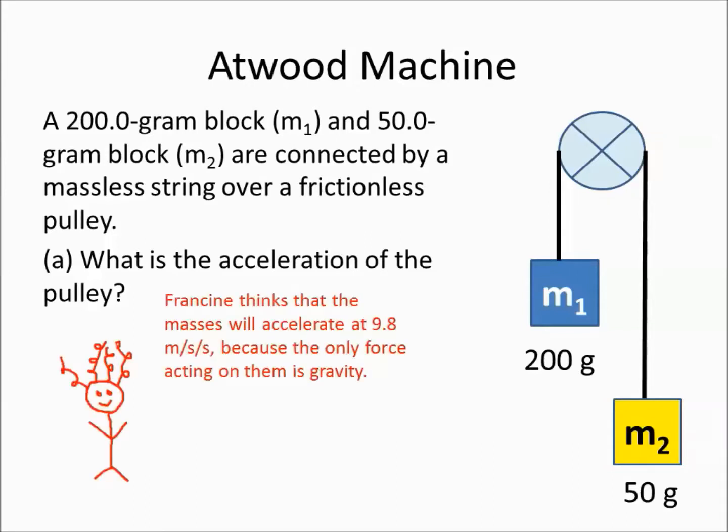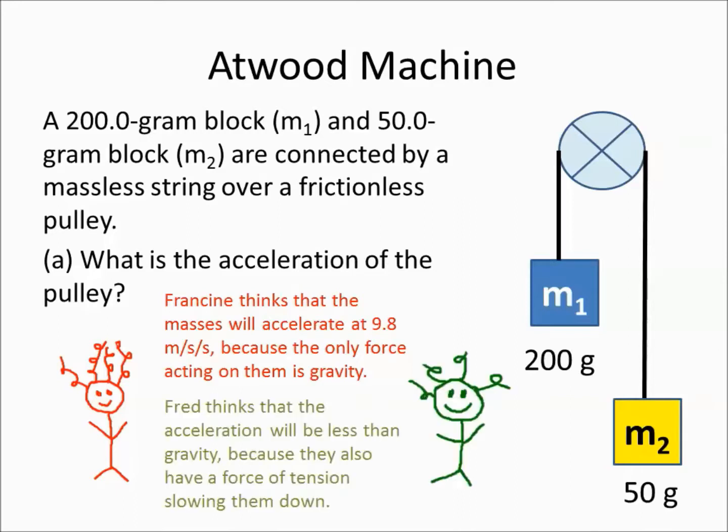Well, Francine thinks that the masses will accelerate at 9.8 meters per second squared because the only force acting on them is gravity. Fred thinks that the acceleration will be less than gravity because they also have a force of tension that's going to be pulling against gravity and slowing them down. Let's see who's right.